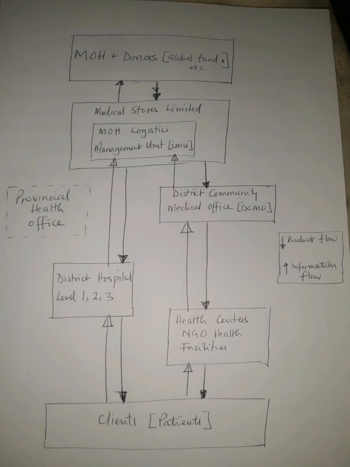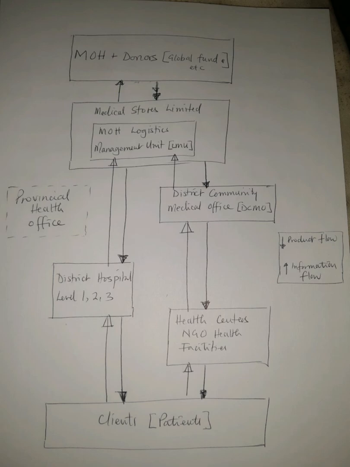Product flow downwards, information flow upwards. So this was the expected response on the question, which was: discuss the logistics management pipeline and the information flow under the Zambian logistics and supply chain system. So this is how information flows.